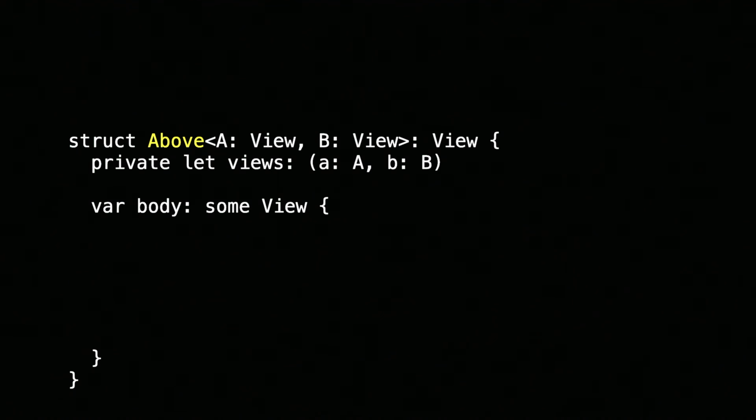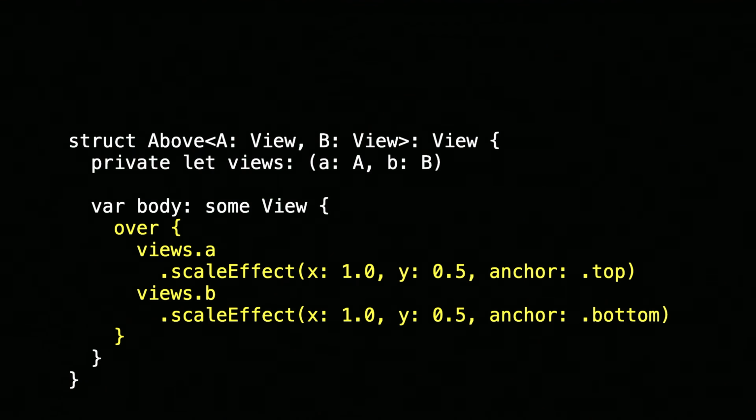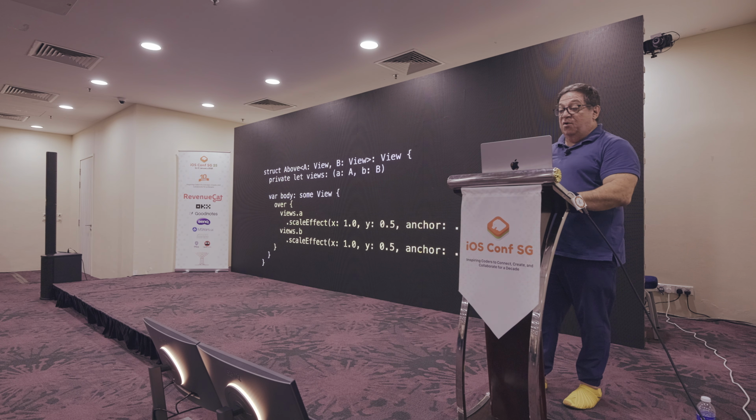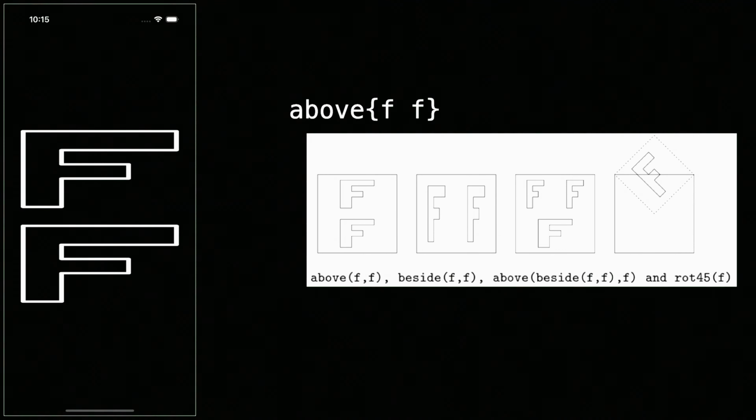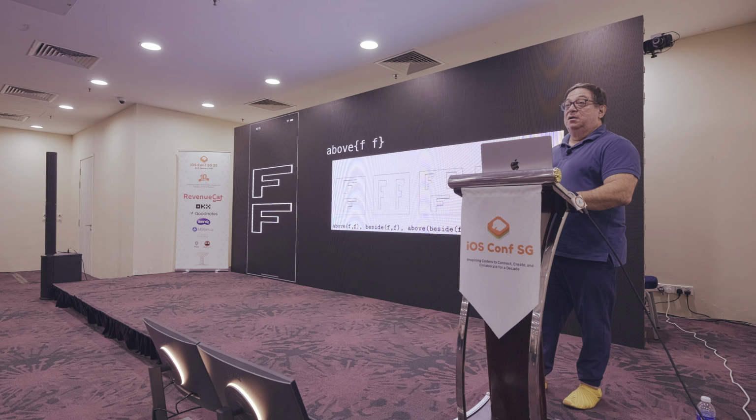So once you can do this for two views, you can do an above, which takes two views, and the only difference is, in my above, I'm going to scale the top view by anchoring it at the top and scaling it to a half, and I'm going to take the second view and anchor it at the bottom and scale it by a half, and now I show one above the other, and that gives me above FF. And the code isn't that hard, is it? But if you've ever read Swift docs, they emphasize that you decide whether it's good code by looking at it from the call site. And from the call site, I find this spectacular.